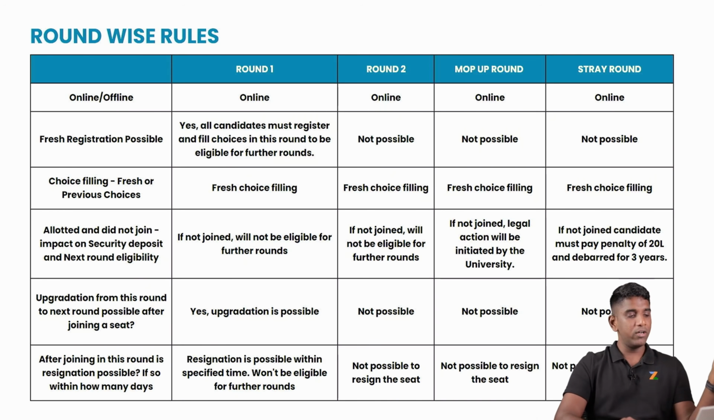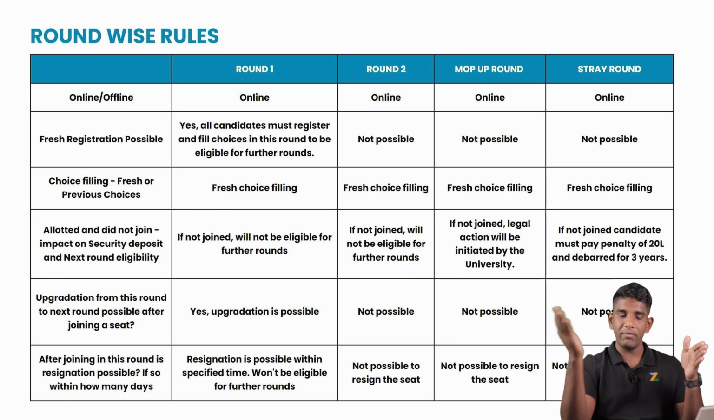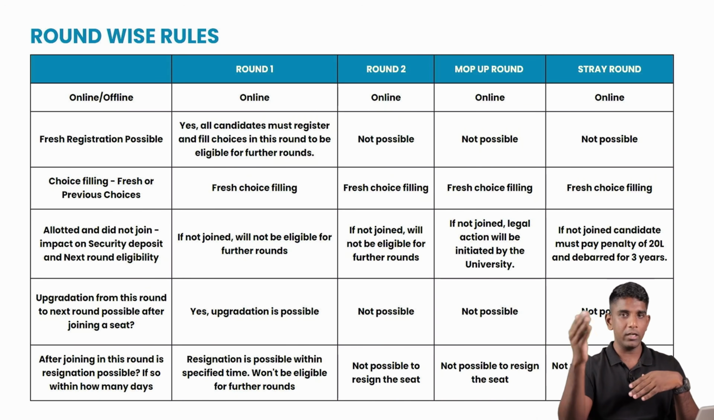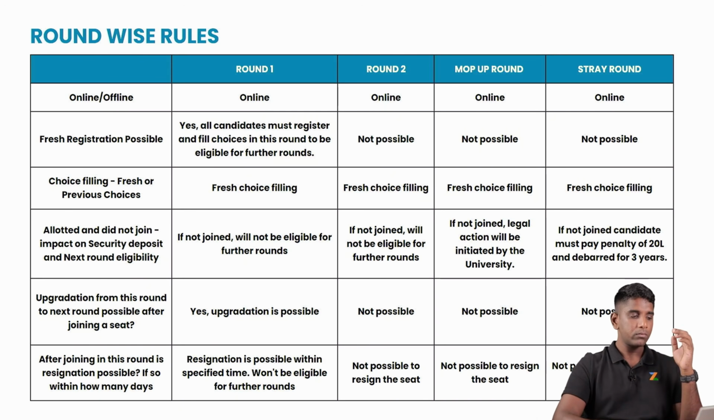And in the first round, there is fresh choice filling. So fresh choices need to be filled out. And if you're allotted a seat in the first round and you do not join, that will make you ineligible for further rounds. You won't be eligible to attend round 2, round 3, round 4.